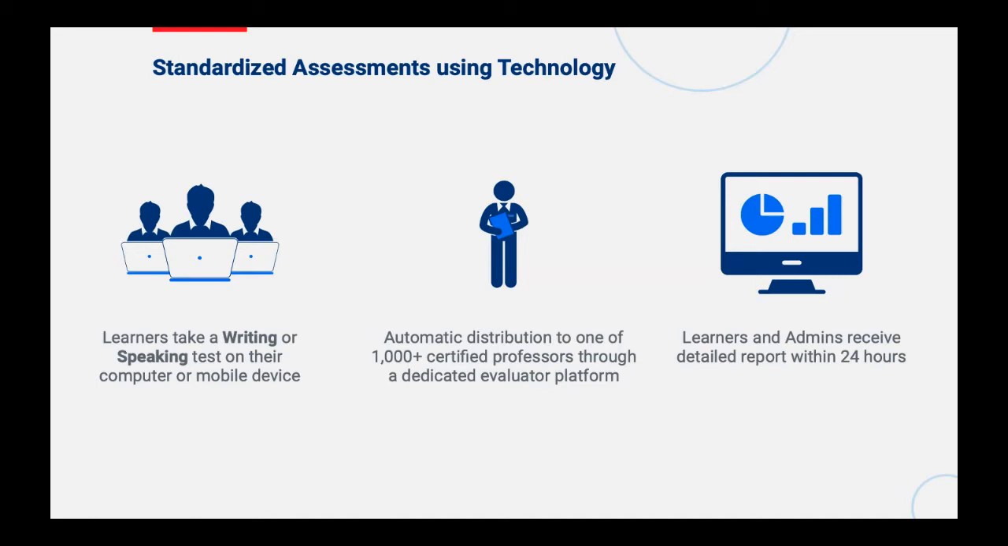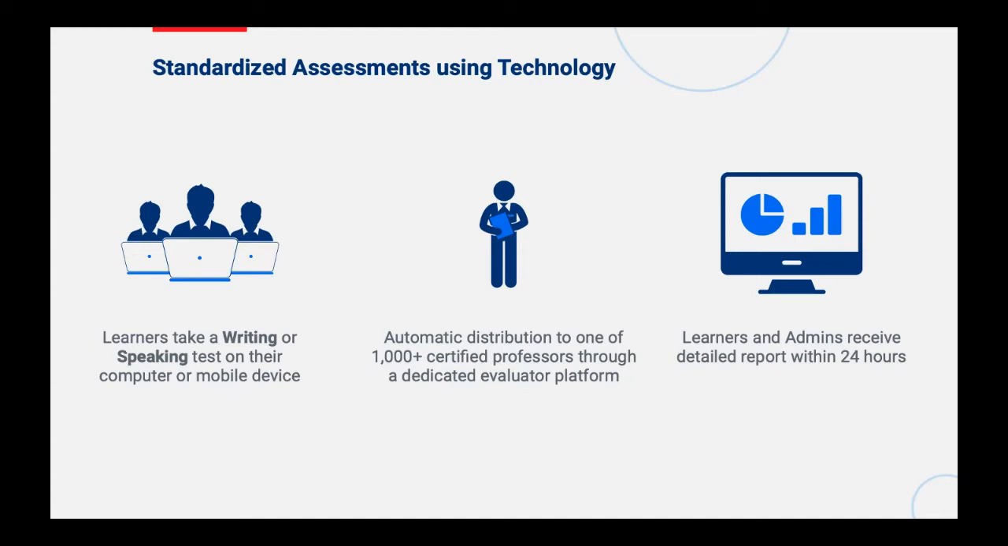So one way that we conduct our standardized assessments using technology is students will log on to our website, where they'll take a writing or speaking test. They can also do it on their cell phone. Their responses are then distributed to one of the 1,000 certified evaluators we have on our platform. And the parts of the test are evaluated using artificial intelligence, but the real mixture of the human and the machine is what gives us this very unique way of doing this. So within 24 hours, one of the certified professors will have reviewed the system and the platform and the exam and given direct feedback to the students in combination with the AI level of evaluation that we use.